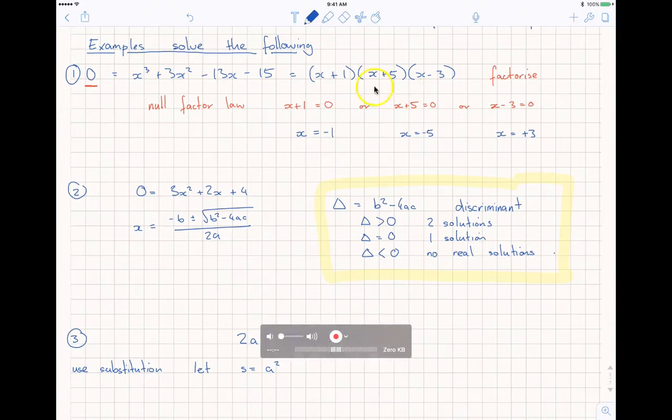So of course we can jump this step here and we can just pull the solutions straight from the factor form, but we've got to remember that change of sign. So plus 1 becomes minus 1, etc.